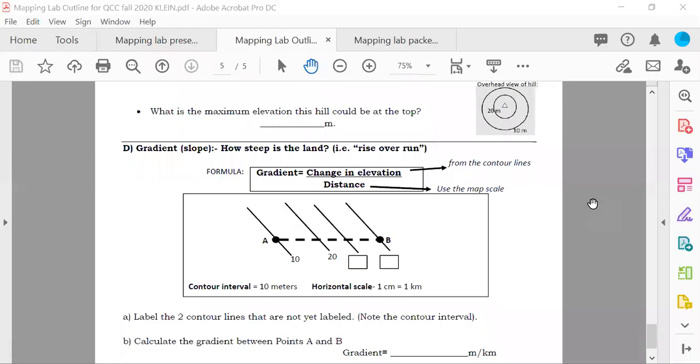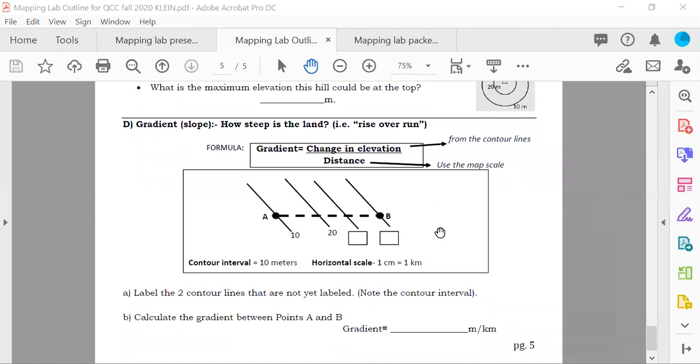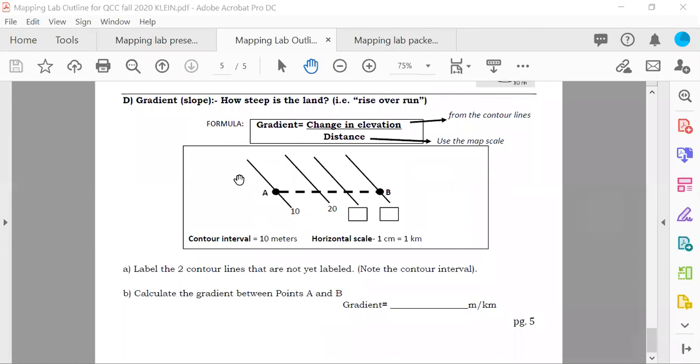For gradient, it is rise over run, or change in elevation over distance. The way you would figure out the gradient is basically figuring out how steep the land is in an area. So here's point A and here's point B. And then the question is, what is the gradient between point A and point B? So then it goes through the steps here.